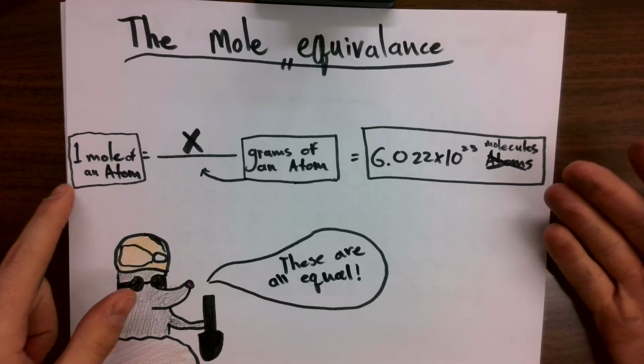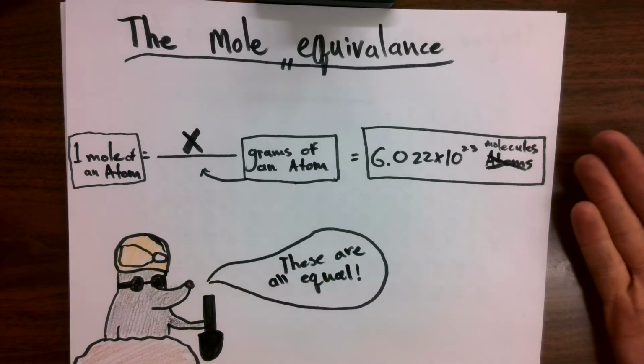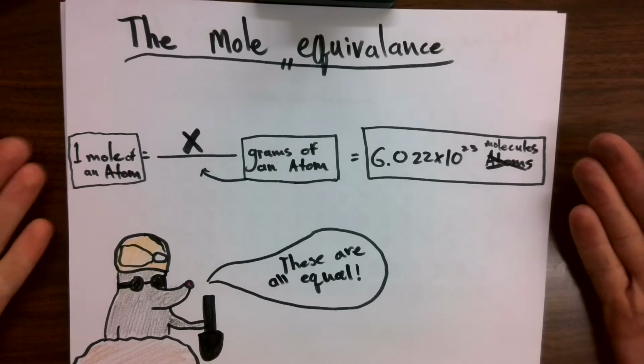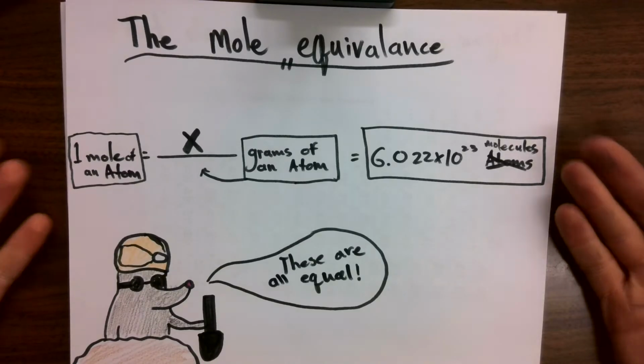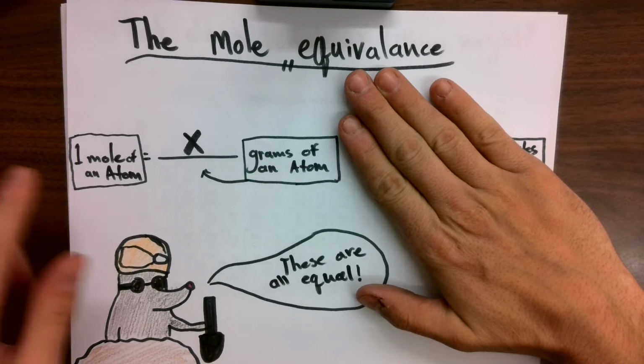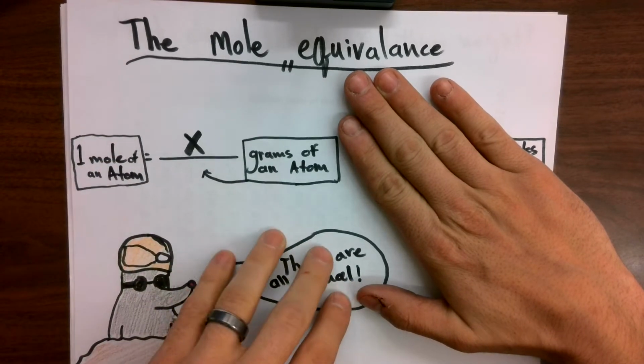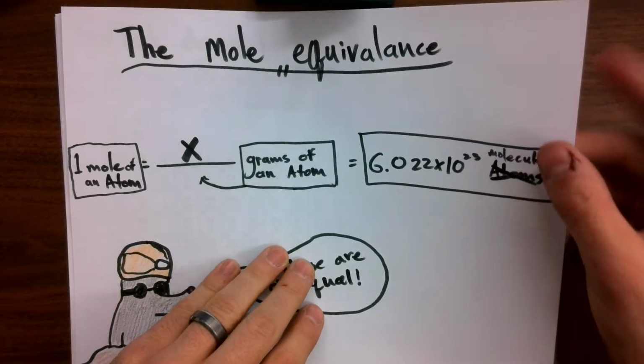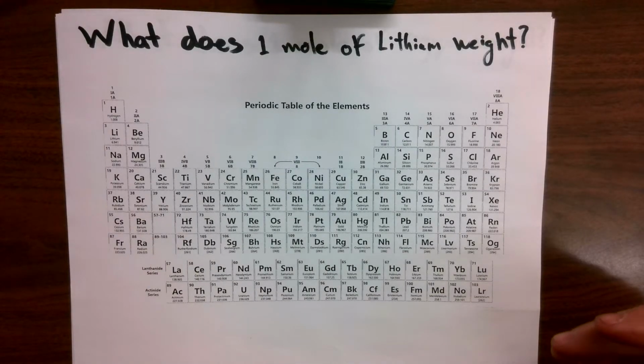Now, I keep saying of an atom, of an atom. Well, obviously, I'm talking about a specific atom. It could be any atom, but we're going to focus on this part first: 1 mole of an atom equals a certain number of grams of an atom. So where do you find that? Well, you find it on the periodic table.